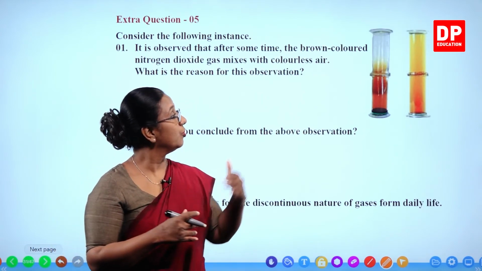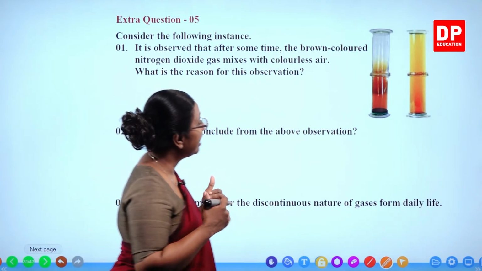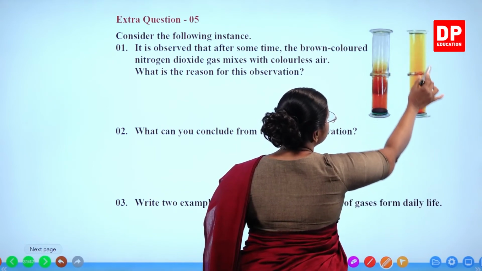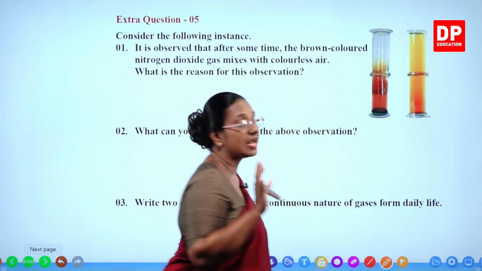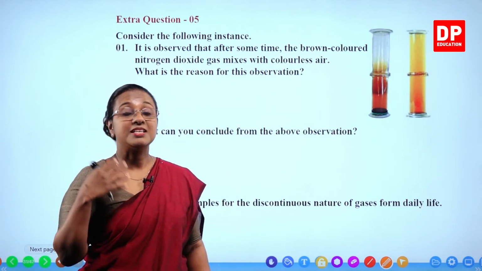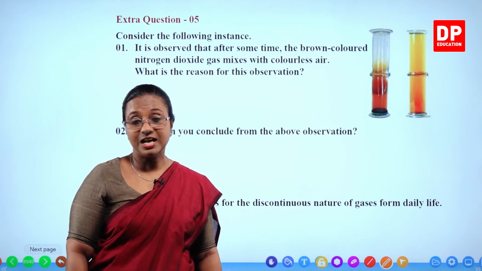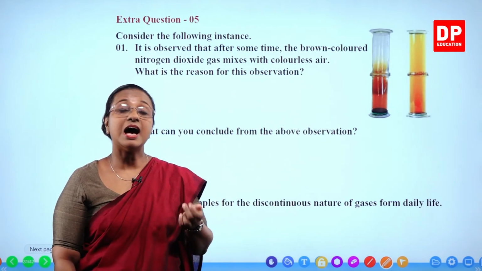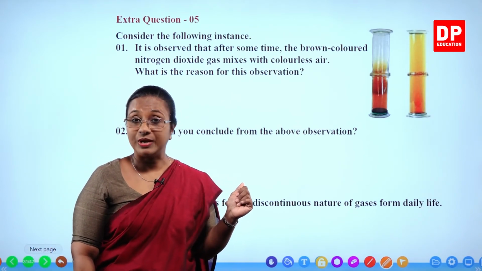So therefore, both the gases mix and the color spreads, and also you can see here it is darker in color. Once it is spread throughout the two gas jars, the color becomes slightly lighter because there is air also mixed with nitrogen dioxide now. So from that, we can say gases are discontinuous in nature. That is the conclusion you can get.